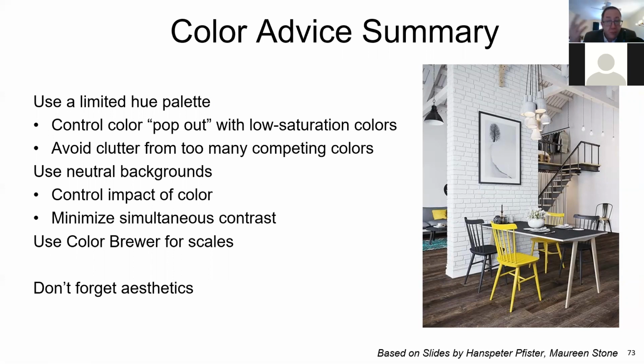So use Color Brewer, or use some other system if you want to look at different scales. You can look at the different scales in D3 or Vega-Lite, and that would also be great. You don't want to forget about aesthetics. We're not testing you on aesthetics. But the big thing is you don't want to just dump color at people. You're trying to control where people's eyes go, and the only way to do that is to mute everything else and have one thing stand out.